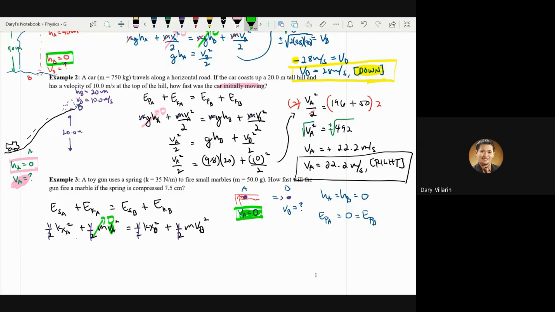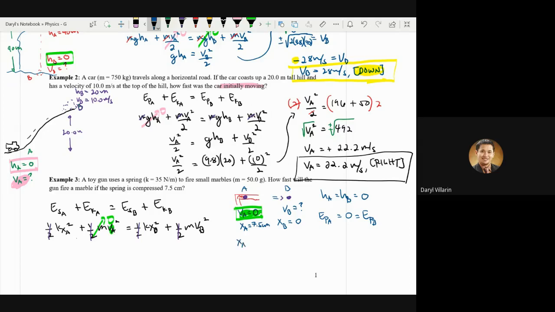At B, the displacement x from its equilibrium position is actually zero, because it's no longer compressed. So x_b should be equivalent to zero. But at x_a, at position A, you compress the spring. So x_a should be equivalent to 7.5.